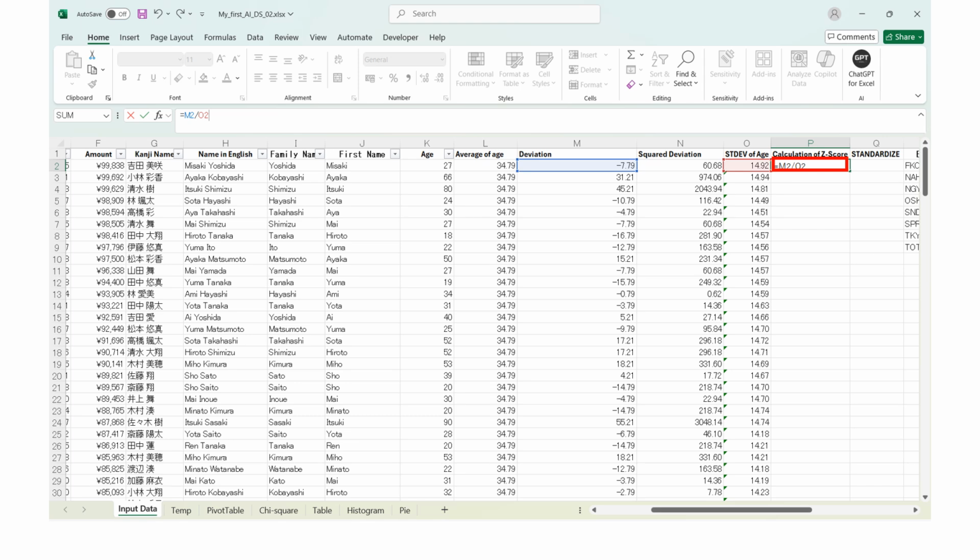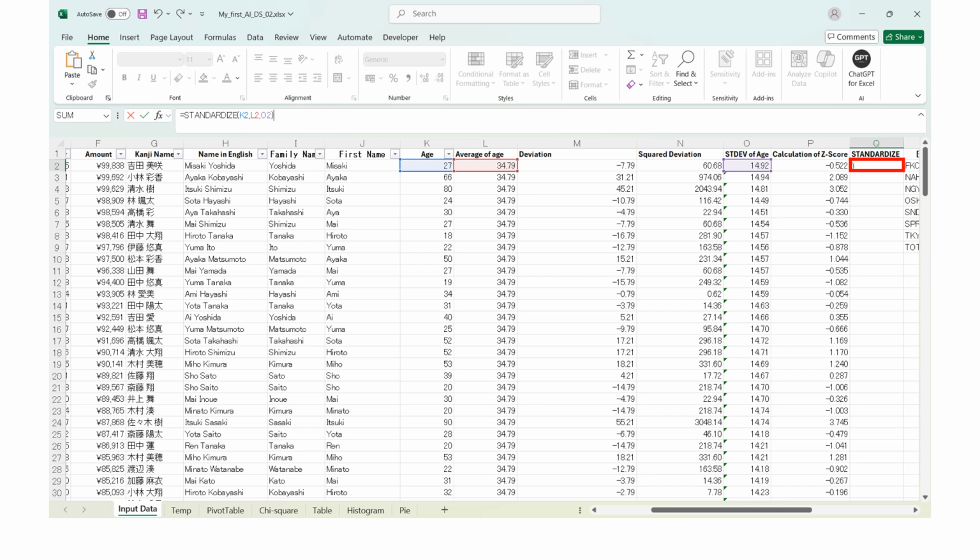Now, calculate the standard scores. The standard score is the deviation divided by the standard deviation. Round to 3 decimal places. Autofill. Finally, use the standardize function to calculate the standard scores.